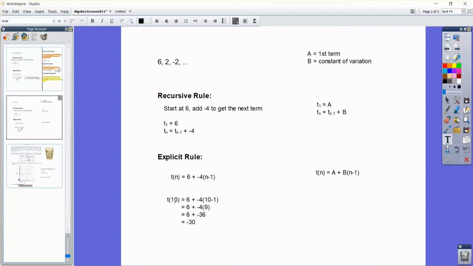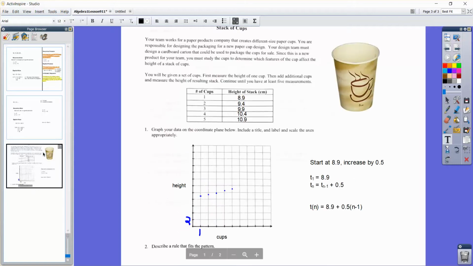Well, or you can just use this nice formula right here, and boom, there's your 10th term. Okay, now for this last part of the slideshow, as you can see, I've already made a little bit of information on the graph here. This particular exercise calls for you to make some measurements about paper cups.